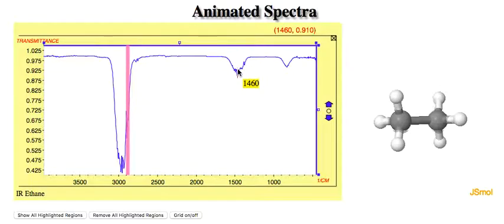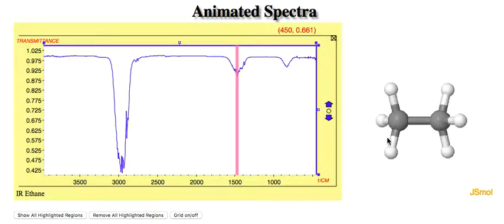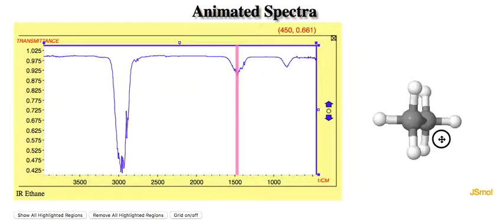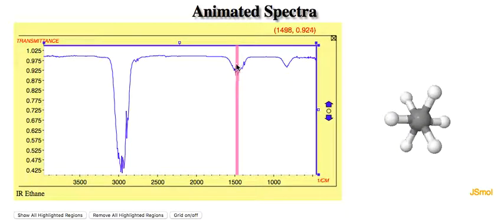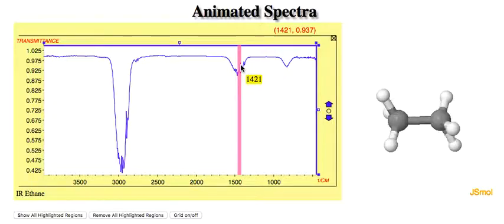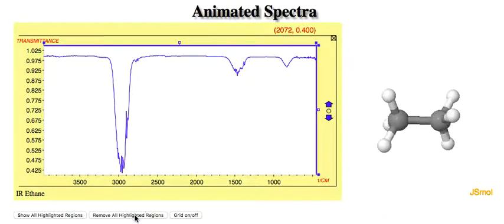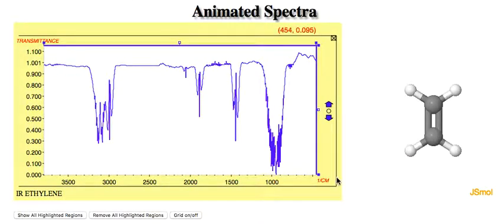Now, over here, we've got a bunch of different wags going on. There we've got that scissoring mode and some rocking modes. So these are some of the things that we saw in the other video. Let's try a different spectrum. Here we've got ethene, also called ethylene, and this spectrum looks pretty different.